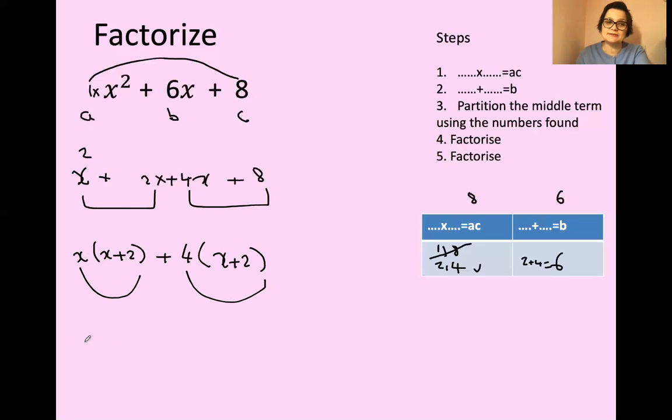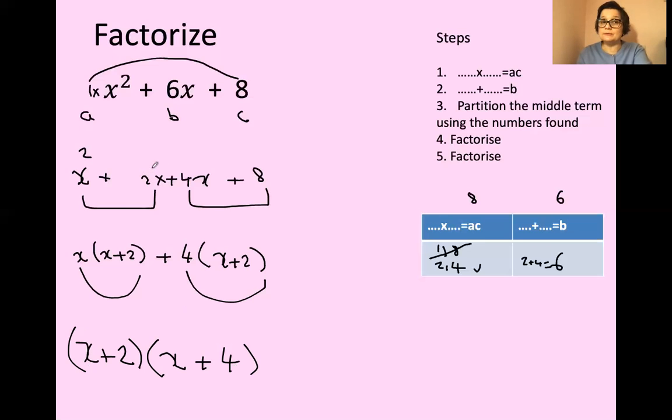So let's factorize it again. So x plus 2, leave x plus 2 in bracket as it is, and then open the bracket. What is left outside the first term is x, and outside the second term is 4, plus 4. And this is how we factorized using splitting the middle term method.